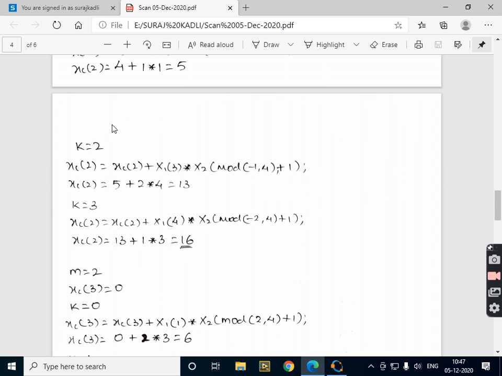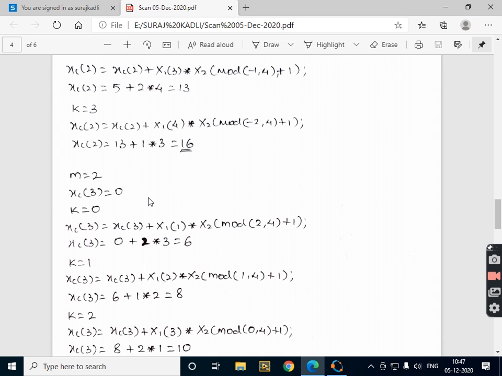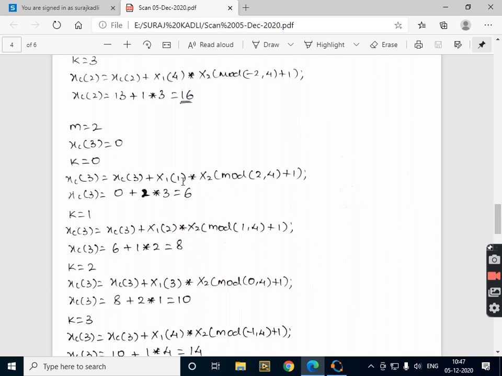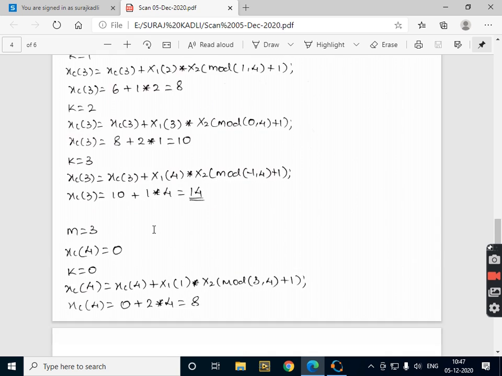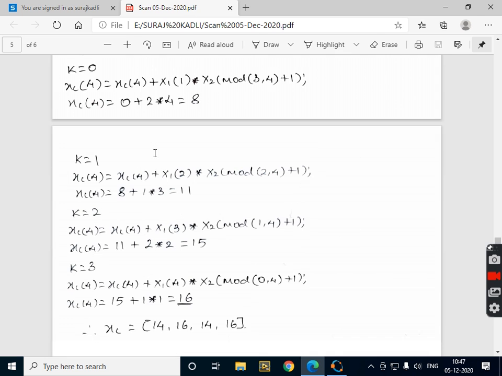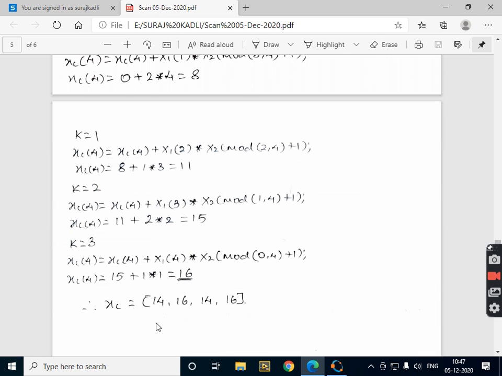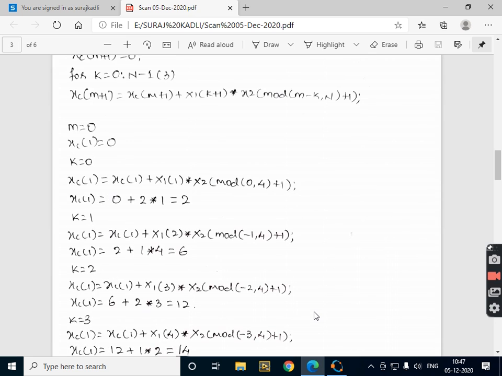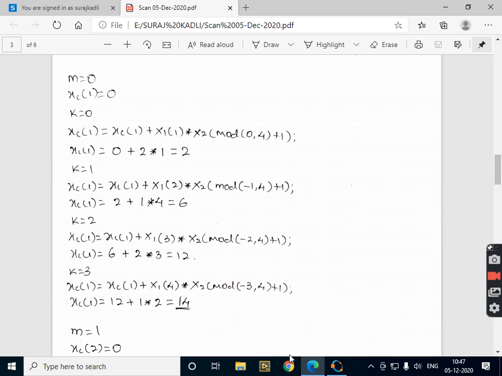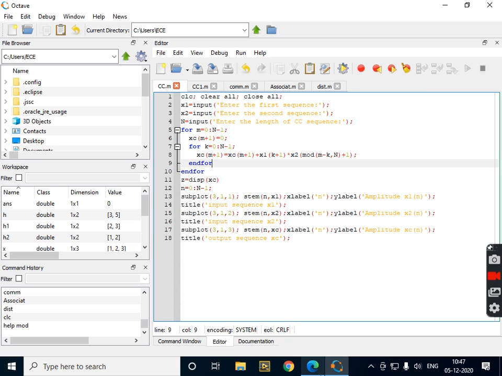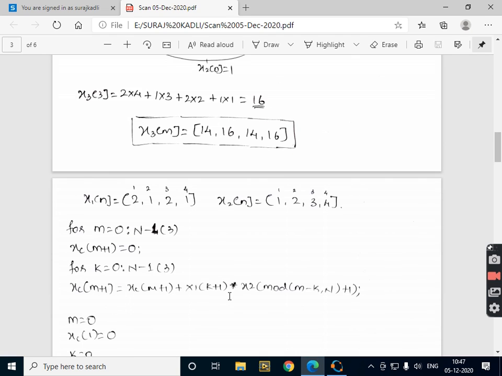After completing all the iterations on k, m will be incremented again for m equals to 2, and the same thing repeats till m equals to 3. At the end, we'll obtain the circular convolution result 14, 16, 14, and 16. Now, all of this will be done internally in Octave. Just to show how this works, I have solved that here. You all try this.